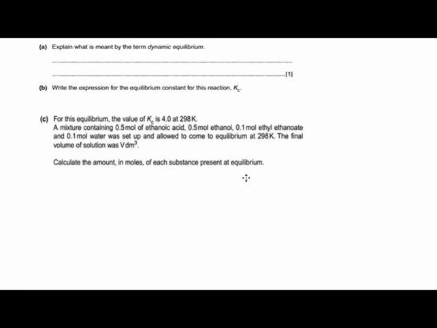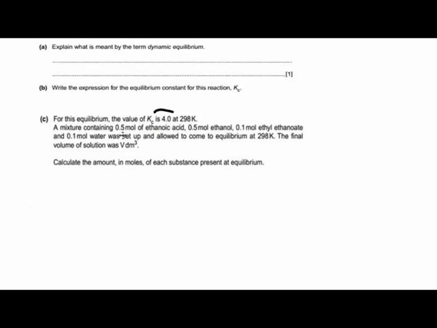So looking at the next problem here in our setup, where it says explain what is meant by the term dynamic equilibrium, it will just be a straightforward definition. Writing the expression for the equilibrium constant, that's just writing out your KC, so concentration of products over concentration of reactants. The last one here, however, says for this equilibrium we're given a value, so I know I have a KC value of 4, so I can write that out.